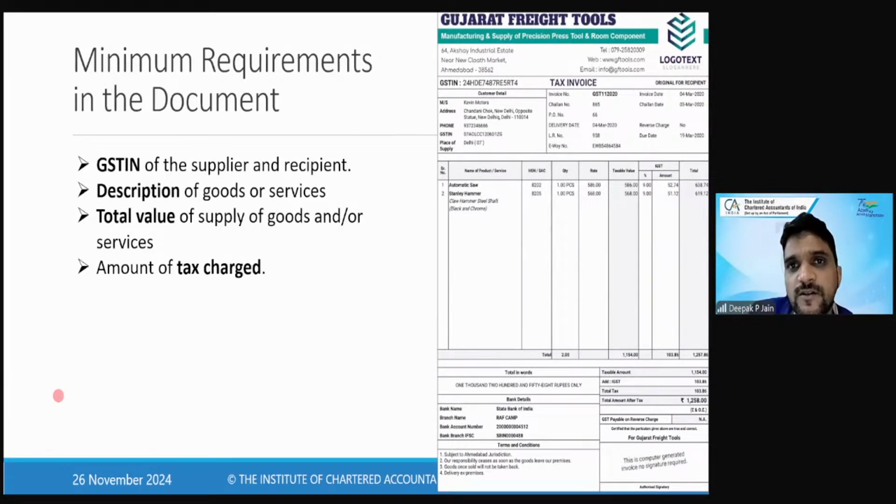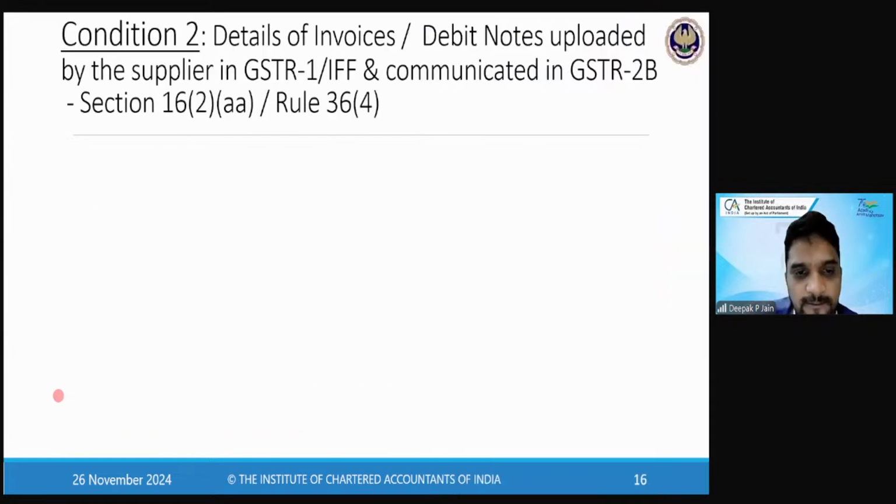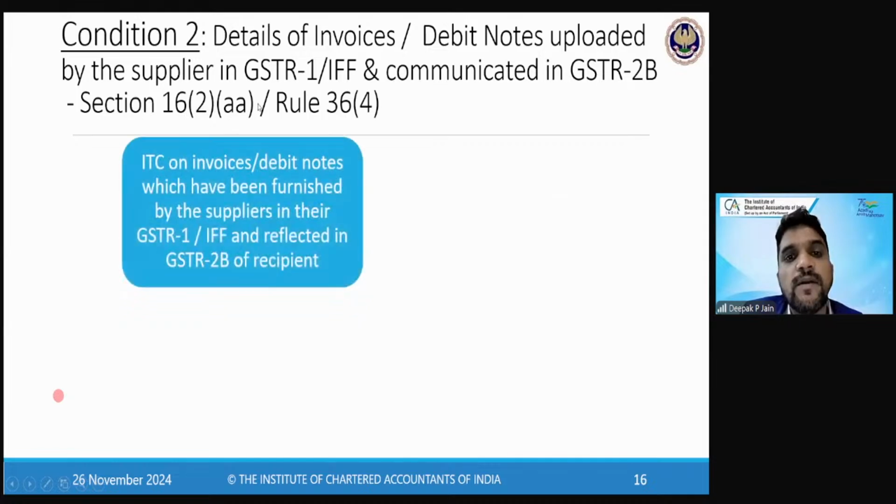That is condition 1, 16(2)(a). Now 16(2)(aa). 16(2)(aa) says that details of invoice or debit note uploaded by the supplier should be communicated to the recipient in GSTR 2B. This is what the second condition says, that the supplier should upload the invoices and it should be communicated to the receiver in GSTR 2B.